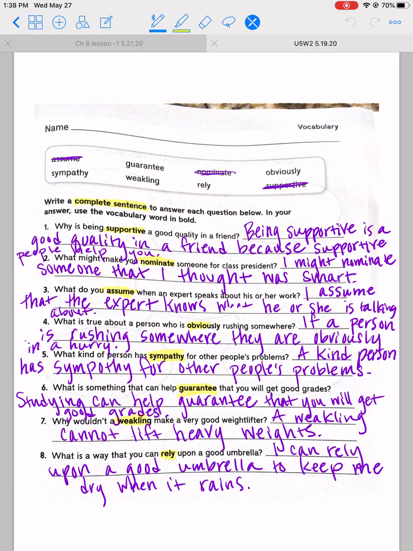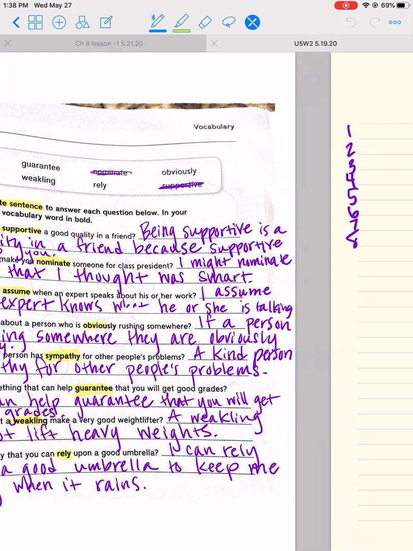Why is being supportive a good quality in a friend? And I said, remember, well, you didn't get to hear this, but I said we always want to make complete sentences. So every time we answer the question, we need to restate the question in our answer. So why is being supportive a good quality in a friend? Being supportive is a good quality in a friend. So I restated, and then I gave my input. And I'm not going to go over this because that was in my last YouTube video. But each sentence needs to start with restating the question to make a complete sentence.